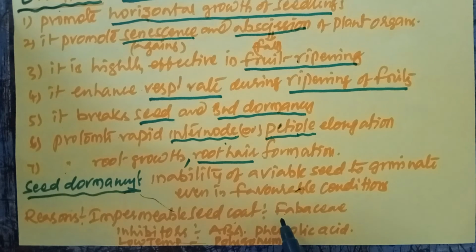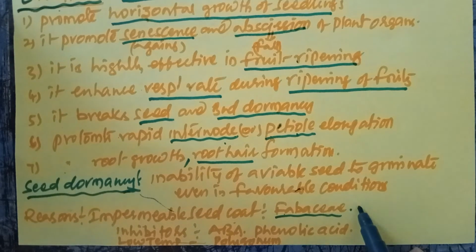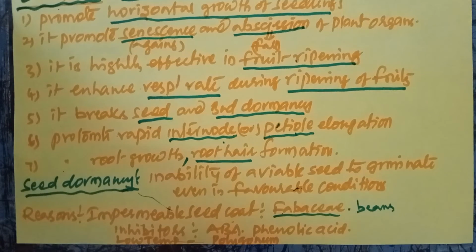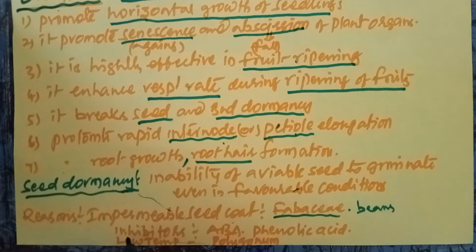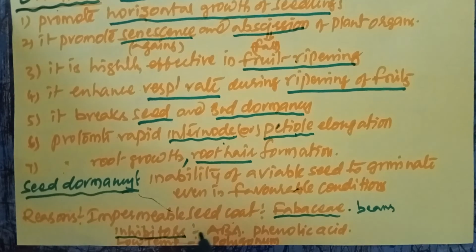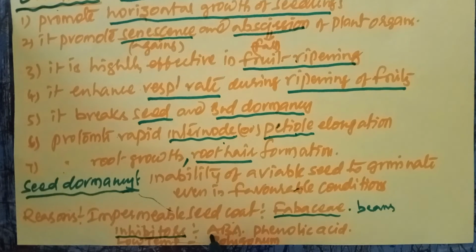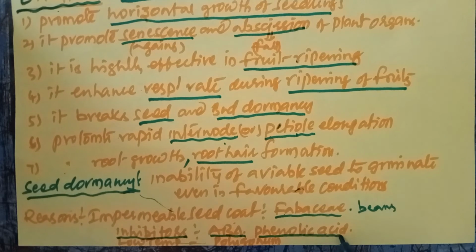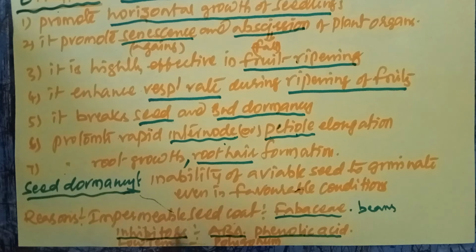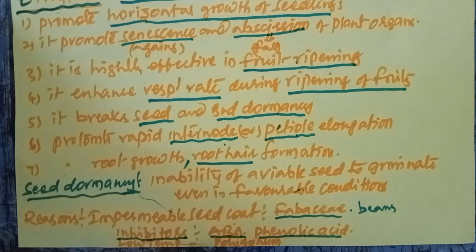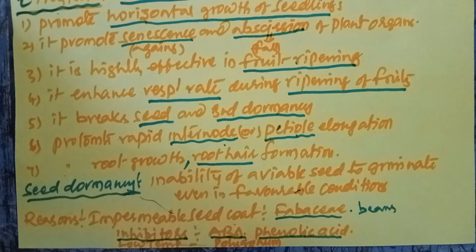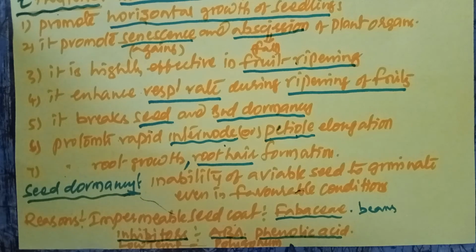So it undergoes dormancy. Example Fabaceae, the best example beans. Some chemicals act as inhibitors of seed germination. Some inhibitors are responsible for seed dormancy. Example abscisic acid, phenolic acid. These two chemicals act as inhibitors, and low temperature is also responsible for seed dormancy. When low temperature is present, the seed undergoes dormancy. Best example Polygonum. Thank you.